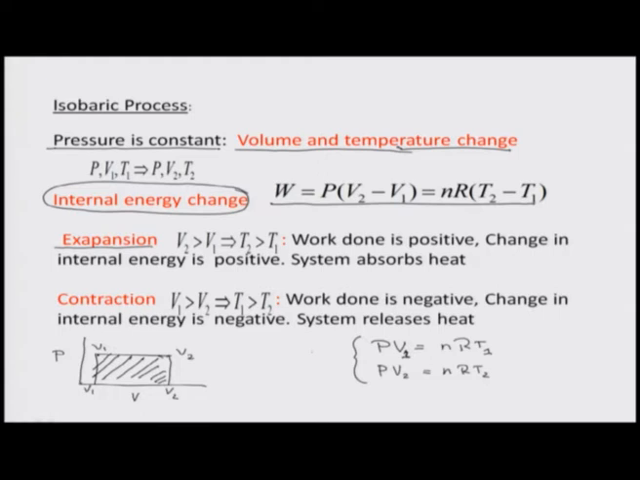If there is an expansion, that means V2, I am going this way. If I go this way, V2 is greater than V1, which implies T2 is greater than T1. Again, if pressure is kept constant, volume is proportional to temperature, because PV is equal to nRT for an ideal gas. So, V2 greater than V1 implies T2 is greater than T1. So, work done is positive. There is a change in internal energy, which is also positive, because temperature has gone up. Internal energy being proportional to temperature for an ideal gas must also go up.